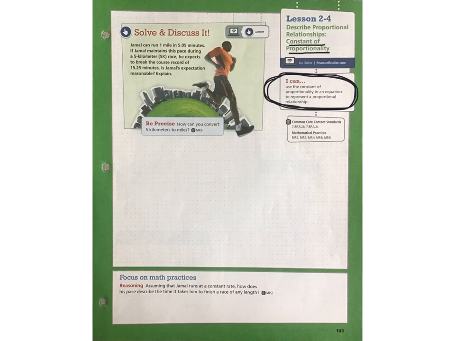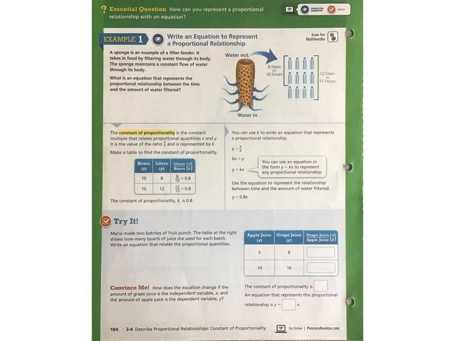Let's take a look at example 1. The essential question for this lesson says, how can you represent a proportional relationship with an equation? So we're going to be learning about how to take those ratios and those proportional relationships that we've learned about in previous lessons, and now we're going to extend that knowledge to algebra as we learn how to put that in the form of an equation.